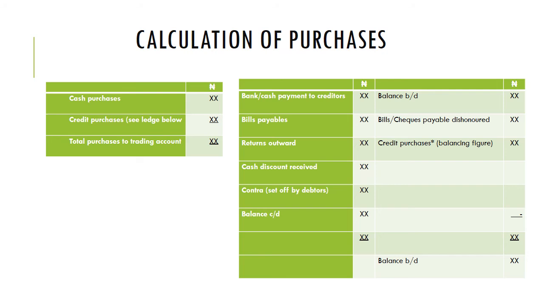If you have some bills received, bills receivable, contra set off, the bills have been converted from being a debt to a bill receivable, then you have it there. Then at the end of the period, you have any balance carried down, and the balance that was brought down.